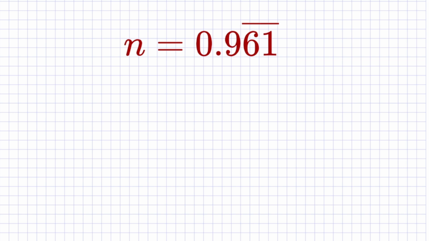Once we're going to multiply by something to get the decimal point before the repetition starts, so here, and then separately multiply by something that's going to get the decimal point past the repetition. So here, multiplying both sides by 1000, we'll get 1000n equals 961. But remember that after that decimal point, there's more sixes and ones. So 6, 1, 6, 1, 6, 1, forever. Don't forget, the 9 does not repeat.